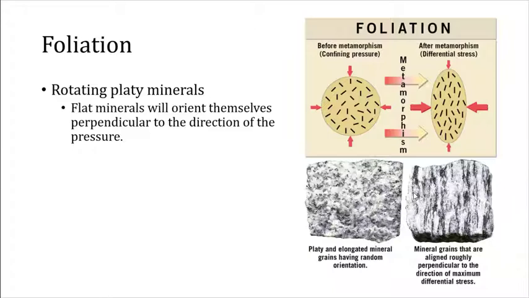And this is very useful out in the field, because if you measure the direction that foliation is running, you know that the tectonic pressure that made that metamorphic rock was at right angles. So you know the direction the tectonic pressure was coming from, which can be really handy when you're trying to sort out the tectonics of an area.